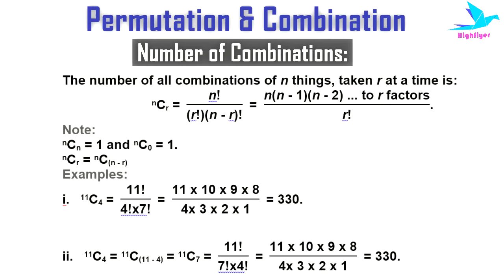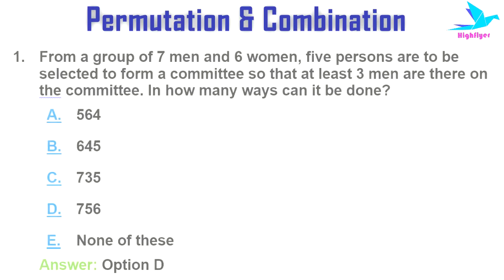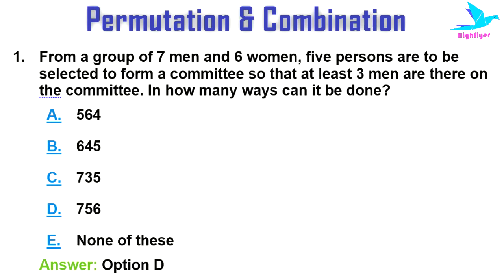11 combination 4 equals 11 combination (11 minus 4), that is equal to 11 combination 7, that is equal to 11 factorial by 7 factorial into 4 factorial, that is equal to 330 again. Now let's solve some questions on permutations and combinations.